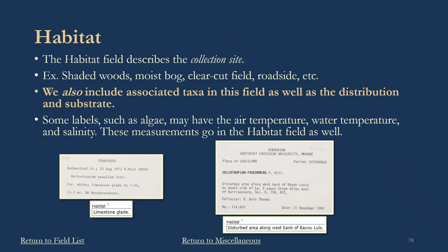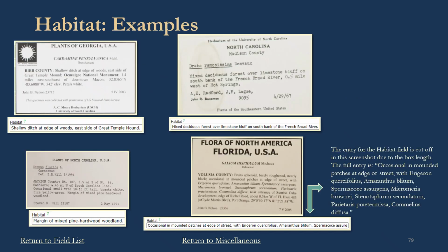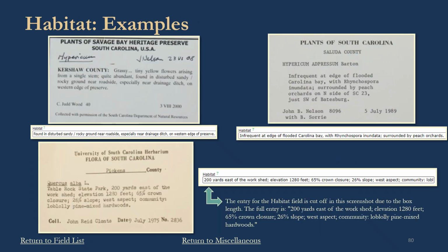When we refer to the habitat, we are specifically describing the collection site. For example, shaded woods, moist bog, clear-cut field, roadside, etc. We also include the associated taxa in this field, as well as the distribution and substrate. Some labels, particularly algae, may have other measurements included, such as air temperature, water temperature, and salinity. These measurements would also go into the habitat field as well. Here are a few more example labels and what is entered into the habitat field. This slide also displays more examples for the habitat field and how to include the information.